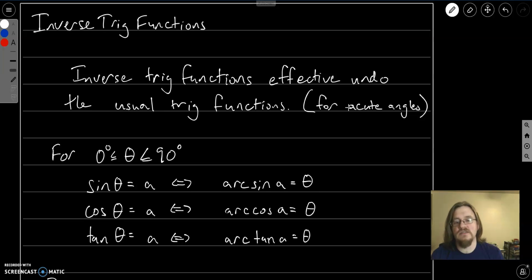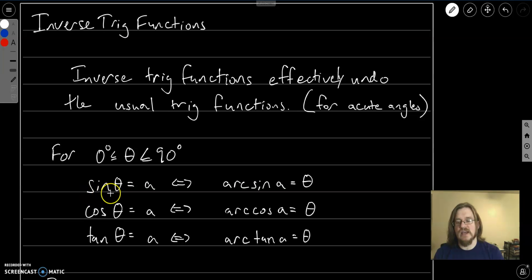Inverse trig functions effectively undo the usual trig functions, and when I say undo, if you're given an angle and we know that the sine of the angle is equal to A, the question is, can I figure out the angle? Do I know what the angle was to begin with? Well, we can use the inverse trig function, which is often written as arc sine.